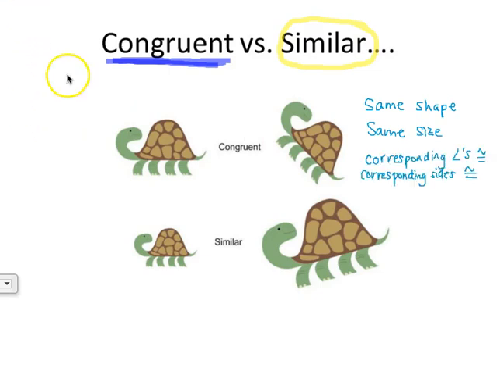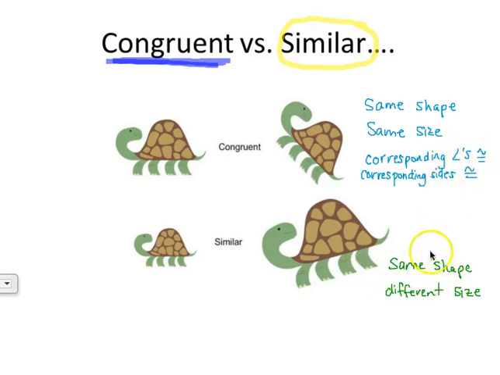But now what does it mean for two objects to be similar? Take a look at our two turtles down here. They are the same shape, right? They both are turtles, same exact shape of the pictures of these, but they're different sizes. And that's what it means for something to be similar. So let's talk about what that means in terms of the angles and the corresponding sides.